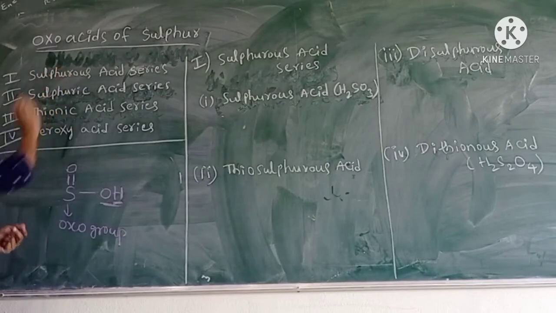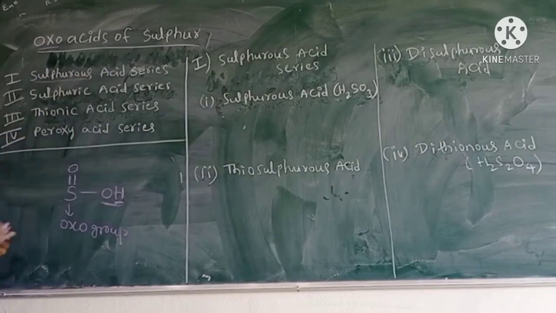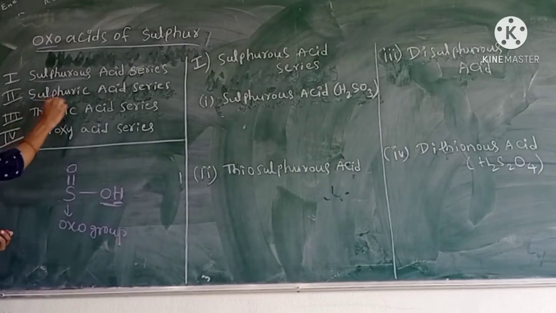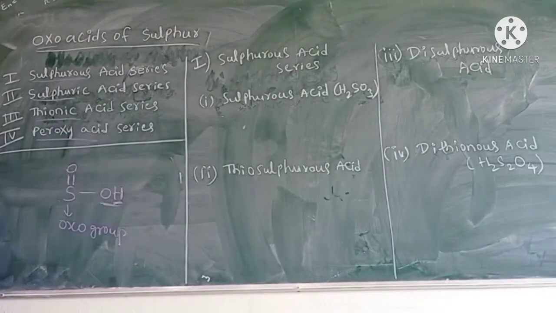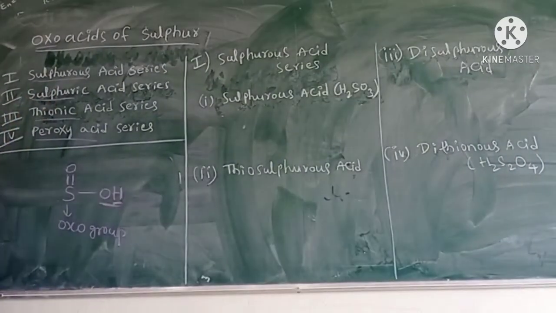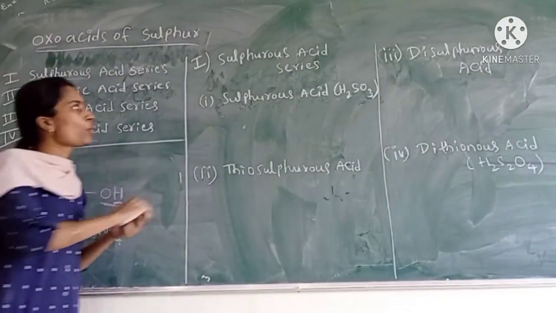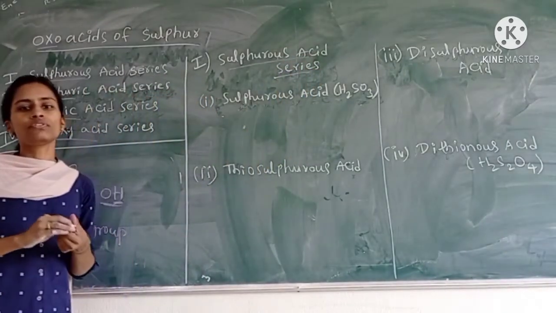And here there are 4 series of oxo acids of sulfur. The first is the sulfurous acid series, then the sulfuric acid series, the thionic acid series and the peroxy acid series. You have to remember the 4 series. The first series is the sulfurous acid series, the first series of oxo acids of sulfur.